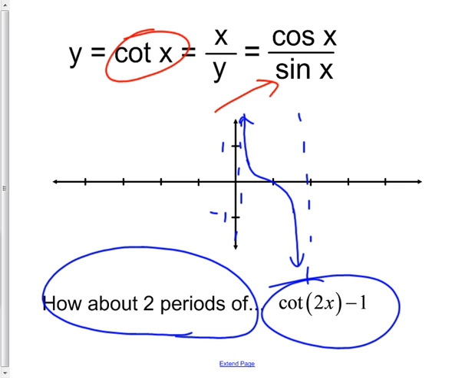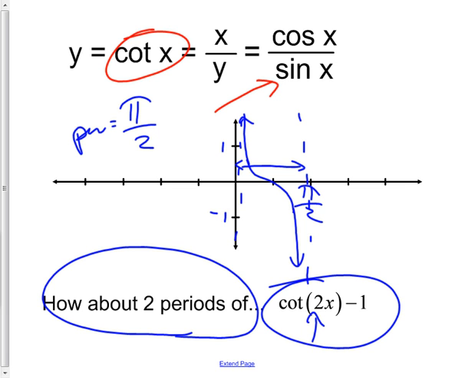Okay, so the normal numbering on this thing would be pi because it has a period of pi. But that changes because of this. So I go period pi over b, and b is 2, so it's pi over 2. So the total distance from here to here should be pi over 2. So there we go, pi over 2.